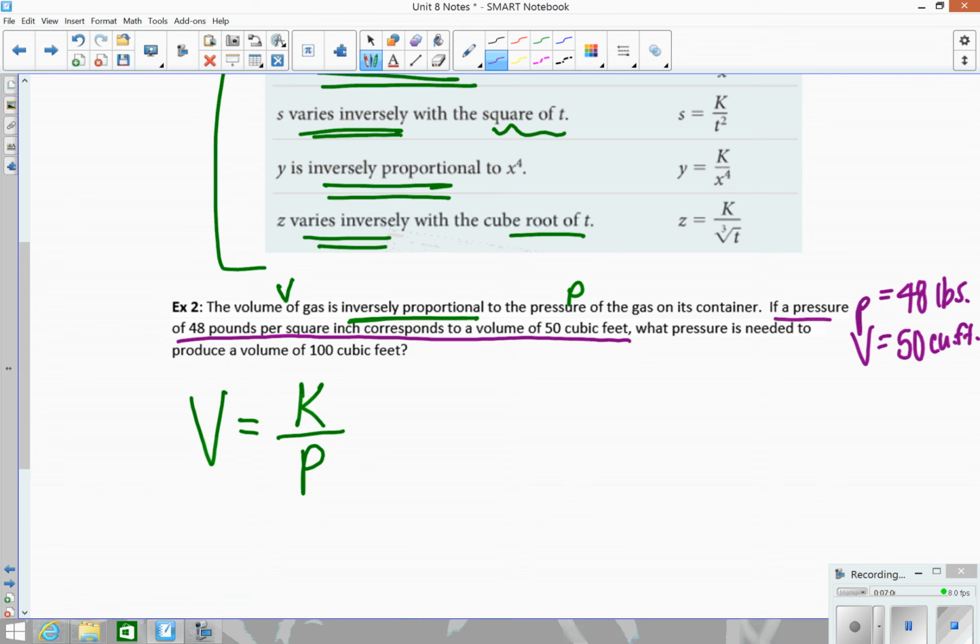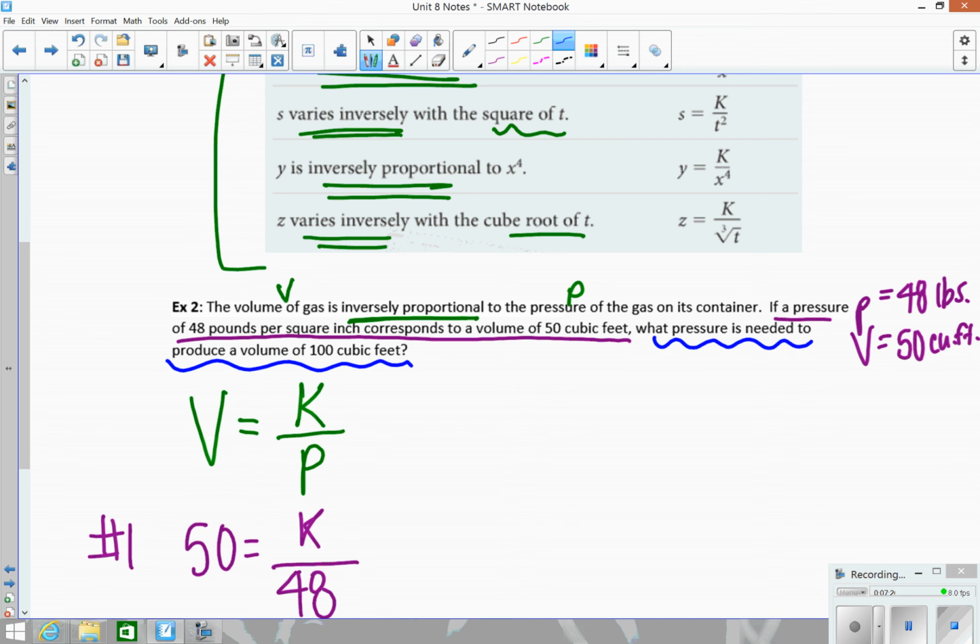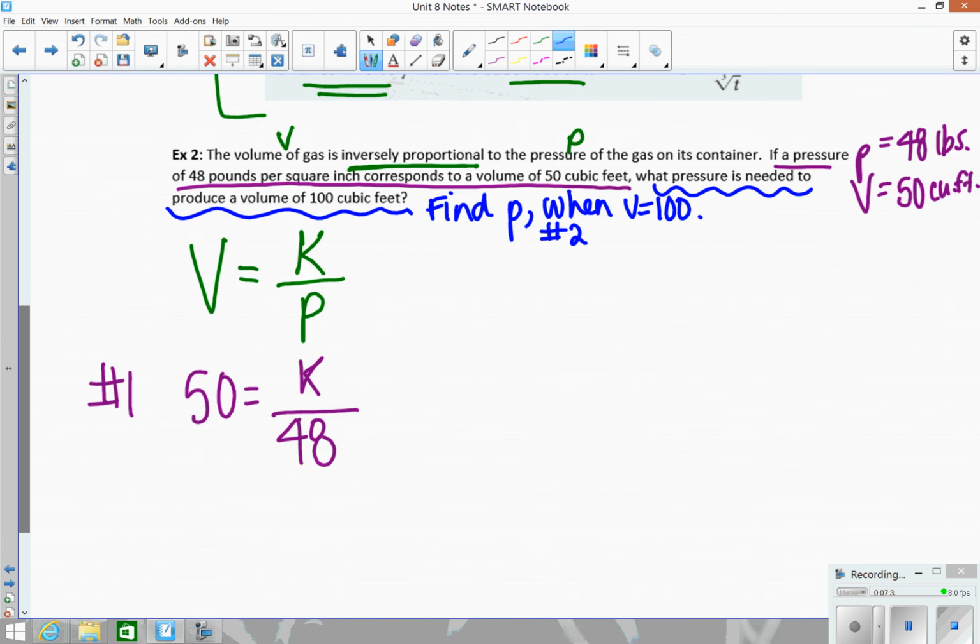We can take those two things. Situation number one means I can take the volume, plug it in, keep the K, and plug in the 48. Then the next situation asks what pressure is needed to produce a volume of 100. So it's asking you to find P when the volume equals 100. That's situation number two. So going back to situation number one, I'm going to figure out K, and then use that to plug into situation number two.